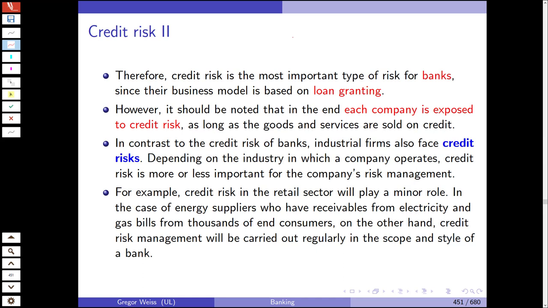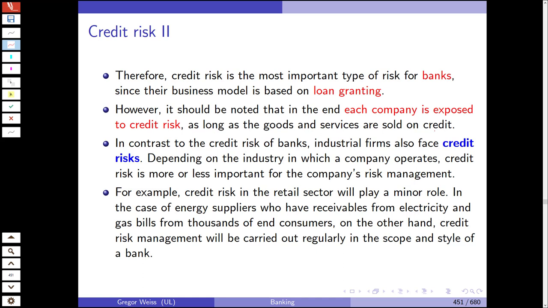Now, industrial firms also face credit risk, and depending on the industry in which you're operating, credit risk is more or less important. Some companies have rather elaborate credit risk management departments, for example, energy companies. Some other companies don't have credit risk. It depends on the industry you're working in. So in the retail sector, credit risk will probably play a minor role.